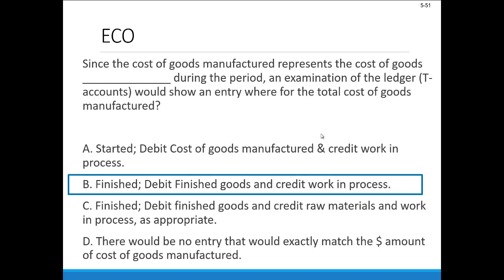And that would be B. Since the cost of goods manufactured represents the cost of goods finished, our entry for that exact amount would be a debit to finished goods and a credit to that work in process inventory account. We'll always have that entry in a job order costing system.